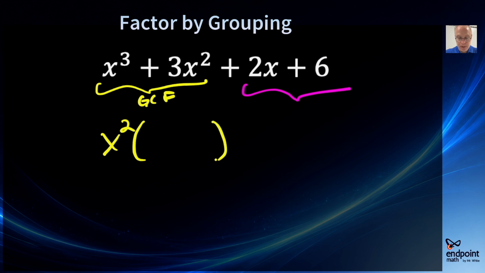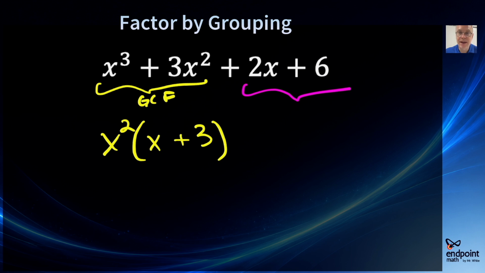So then in this parenthesis, I'm going to write what I like to call what's left behind. So that would be x plus 3. And you can see if you do the distributive property, you get x to the third plus 3x squared right back. All right, now let's turn to the second group.